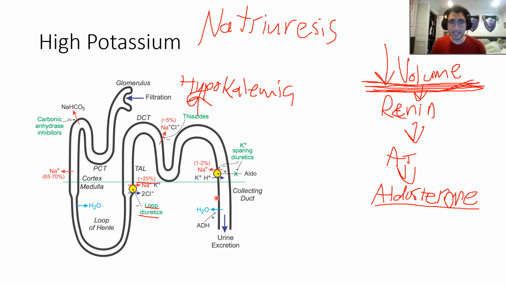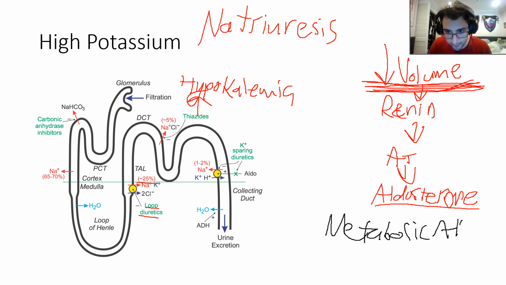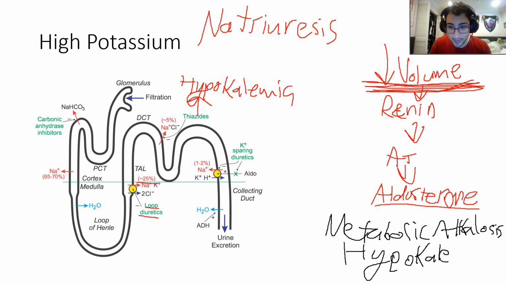And that's going to necessitate loss of potassium through those ROMK channels. And not just potassium, but hydrogen ions. So that's where you get your metabolic alkalosis. And that's how you're going to get hypokalemia. So administering a loop diuretic will cause a hypokalemic contraction metabolic alkalosis. That is so important.